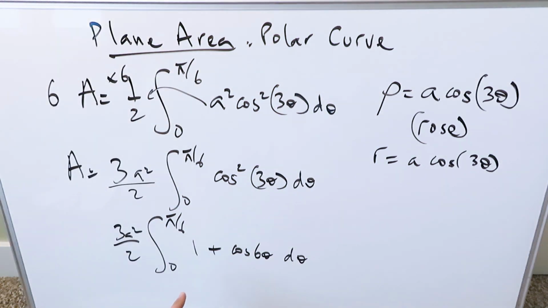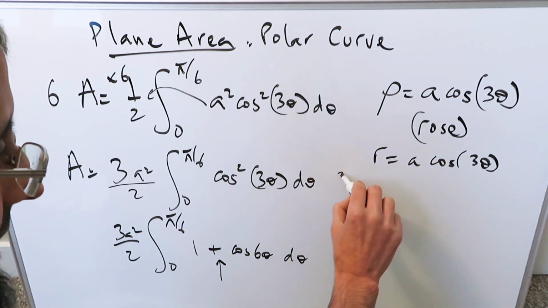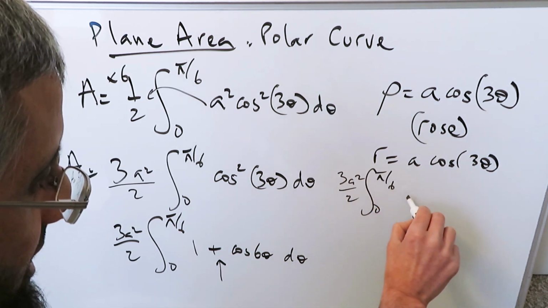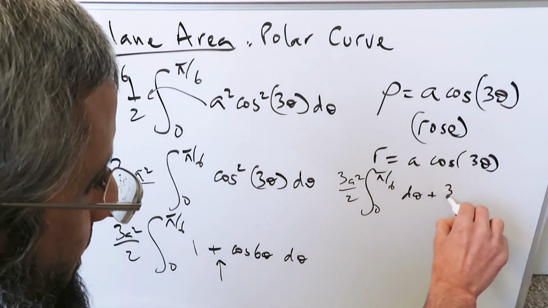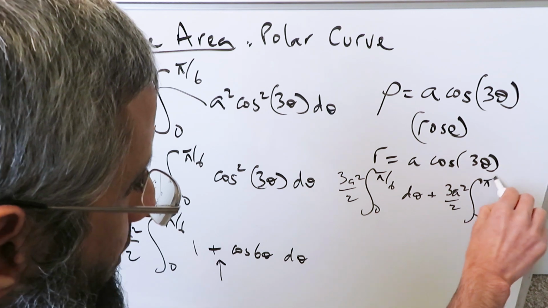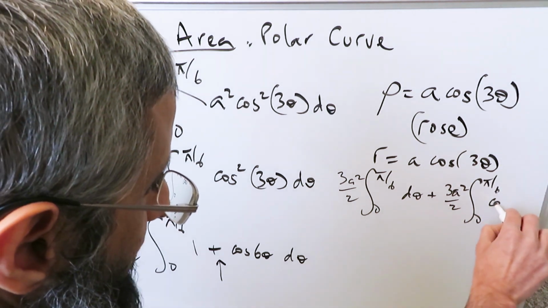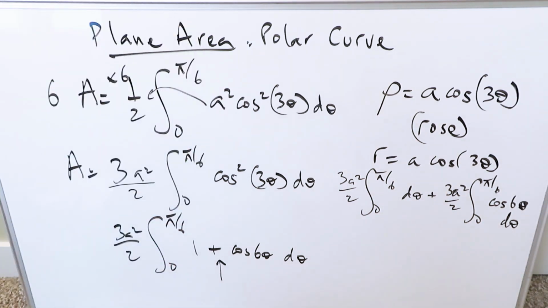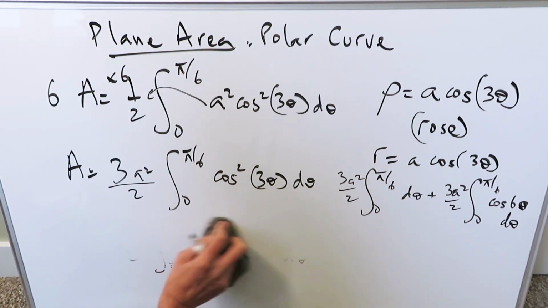We can separate everything into 2 separate integrals across the positive sign. I'll have 3a squared over 2, integral from 0 to pi over 6 of d theta, plus 3a squared over 2, integral from 0 to pi over 6 of cosine 6 theta d theta, and that's what we have. What we'll do is focus on the first integral. When we focus on that, it's easy.